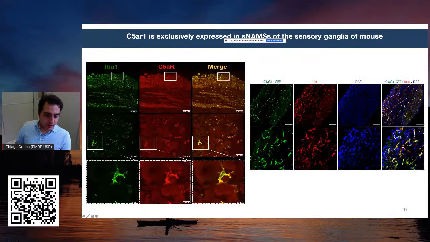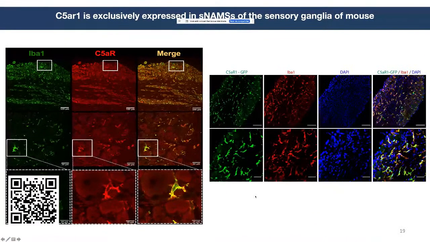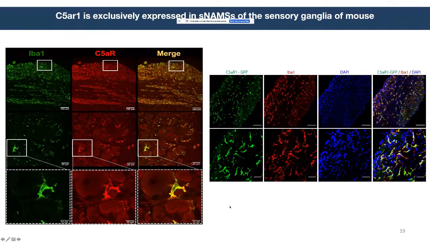We decided to confirm this data by immunofluorescence, and as you can see here, C5a receptor is expressed in cells expressing IBA1, which is a marker of macrophages. And we were also able to show that in a transgenic animal that expresses GFP under the control of the promoter of the C5a receptor, macrophages are really the source and are really the cells expressing C5a receptor in the DRG.